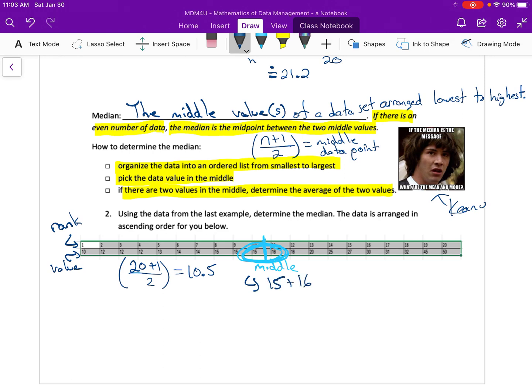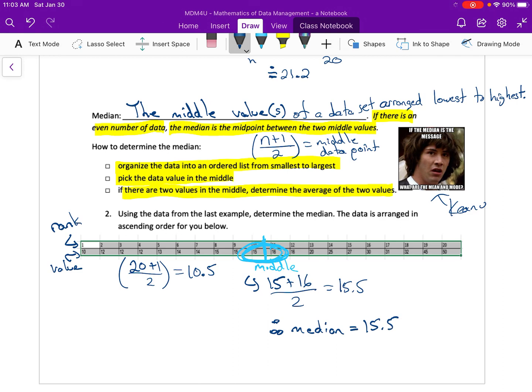I have 15 plus 16, and I divide it by 2, which gives me 15.5. So 15 was the value of the 10th data point, and 16 was the value of the 11th. Taking those two, adding them up, we get the median. Therefore, the median is 15.5.